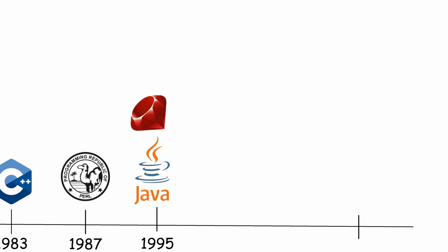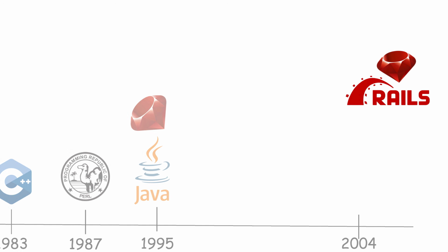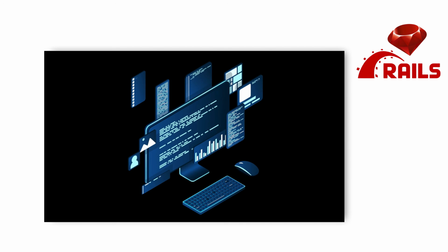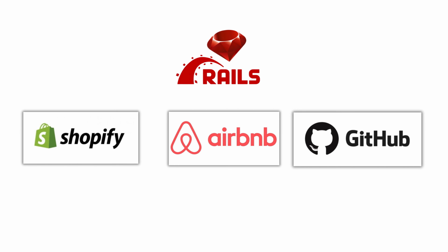That focus made Ruby clean and easy to read, close to plain English in a lot of cases. It really took off after a framework called Ruby on Rails came out in 2004, which made building websites fast and simple. Companies like Airbnb, Shopify, and GitHub were all built using Ruby on Rails in their early days.